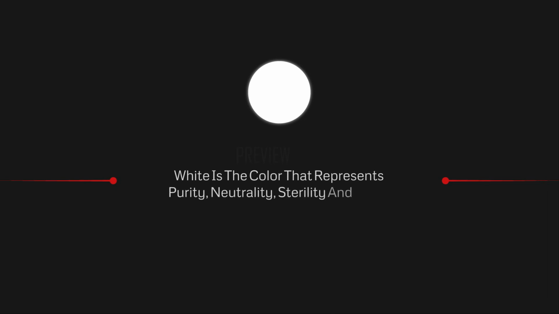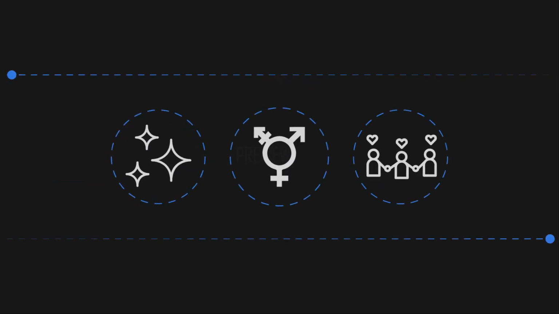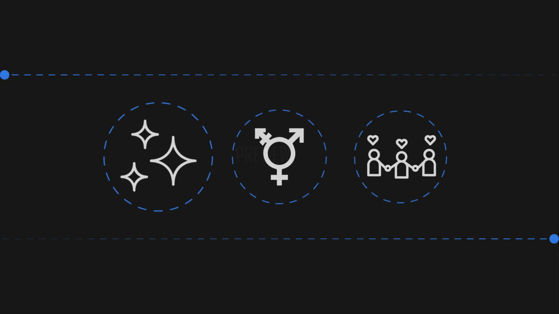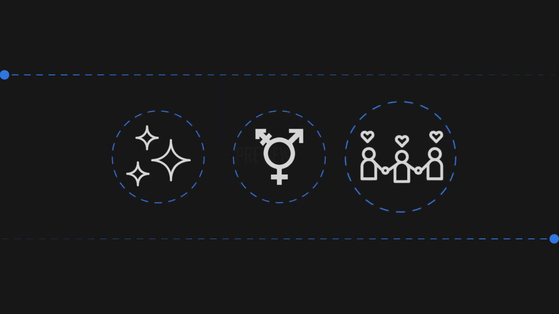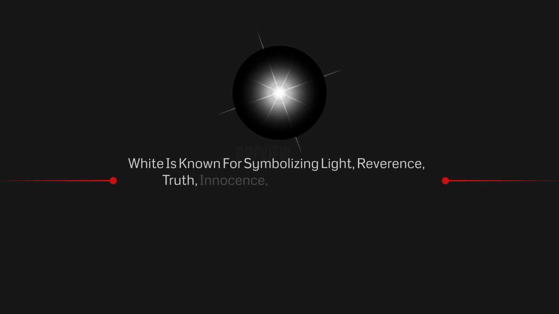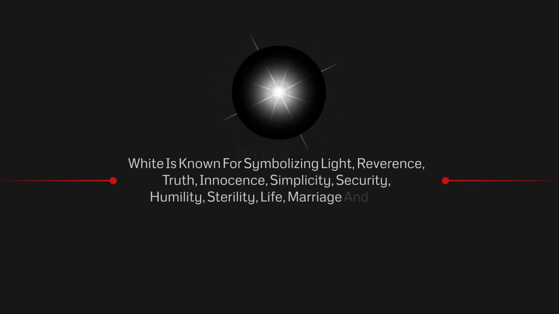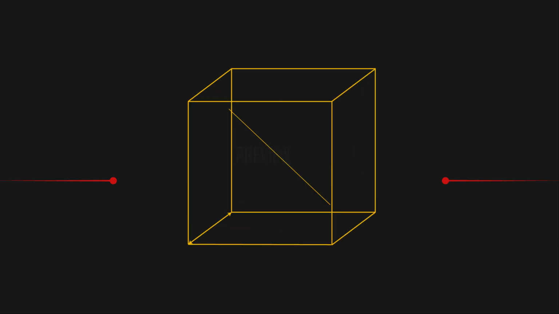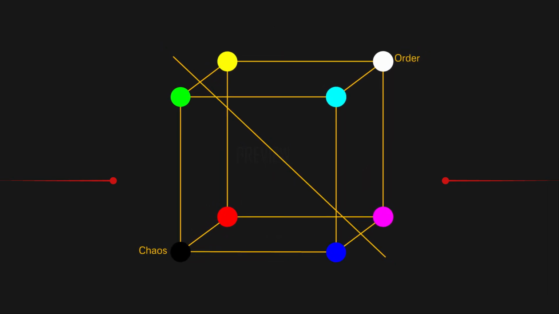White. White is the color that represents purity, neutrality, sterility, and youth. White is often associated with cleanliness or sterility, neutrality, and peace. The bride wears white, the color of virginity. White is known for symbolizing light, reverence, truth, innocence, simplicity, security, humility, sterility, life, marriage, and hope. In our model, white is the color of order.